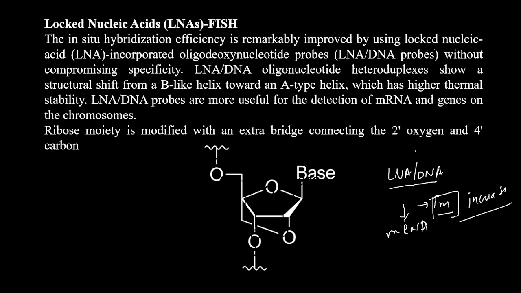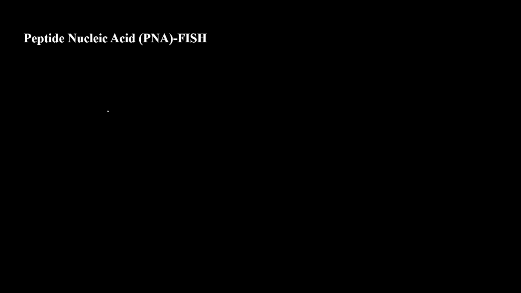These are known as locked nucleic acid probes. There is a structural shift from the B-type helix to the A-type helix, which has higher thermal stability. It will increase the melting temperature of the duplex.